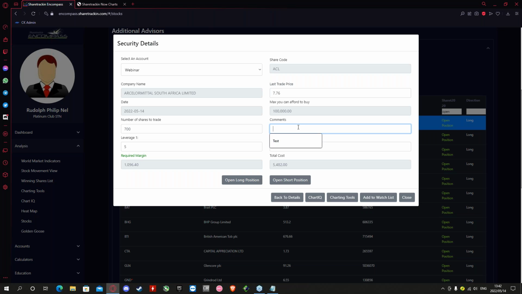Don't go and say share is doing good, CFD is doing good, price is positive. That's not a good reason. You need to put in a decent reason why you're buying the share. That might be fundamental or technical.